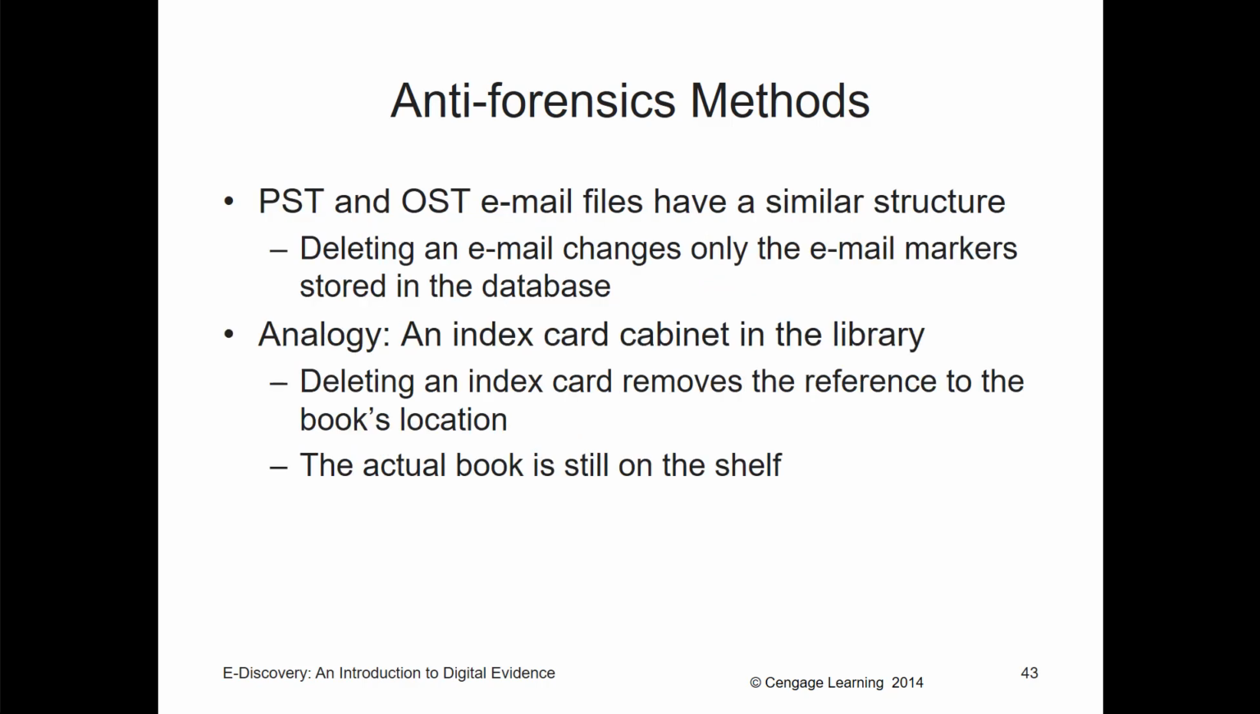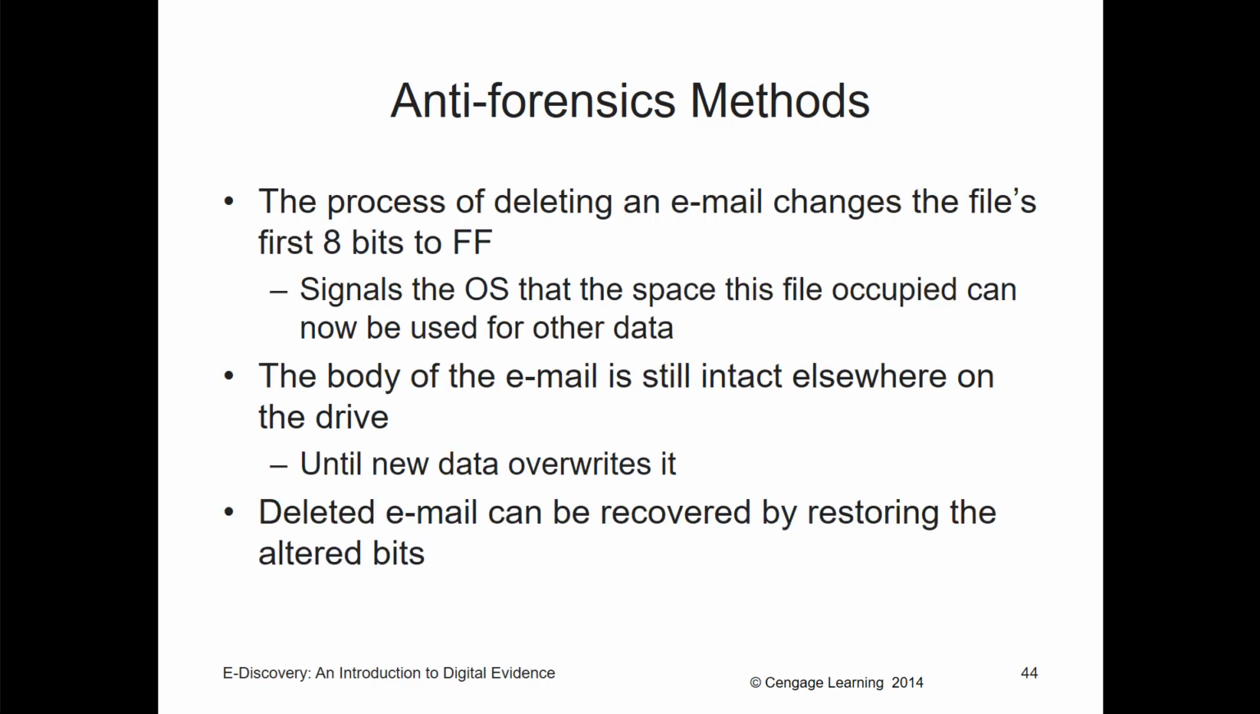You can recover emails in the form of PSTs and OSTs. Because again, as you delete the file, or you delete the data, it's actually not there. You delete the index card, essentially. If you're looking at like a library system, the book's still in the library, it's just you don't know where in the library it's at because you deleted the index card. The process of deleting an email changes the file's first 8 bits to straight hexadecimal versions of F. And it's there until new data overwrites it.